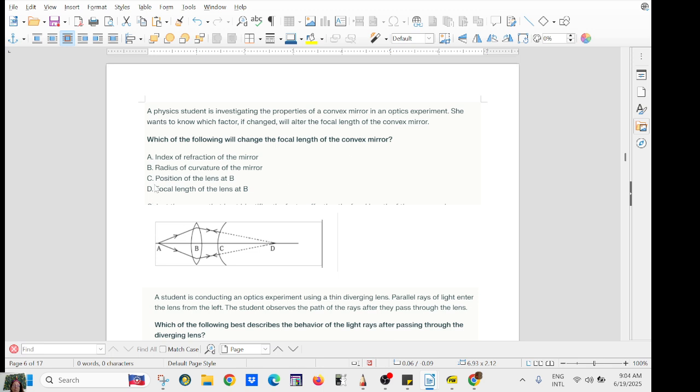So of course, changing the position of the lens is not going to change that. It's a property of the mirror. Focal length of the lens at B is not going to change the focal length of the mirror. Either it's the index of refraction or the radius. But when we talk about mirror, we never talk about the index of refraction. That will be a property of the lens here, right? So when light goes through a lens, it will be refracted. But it's not the case for a mirror.